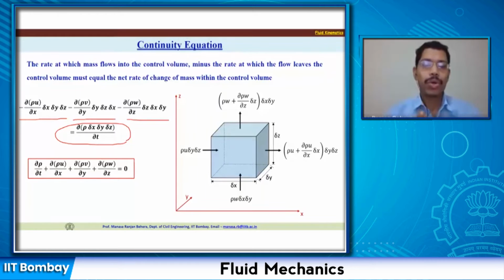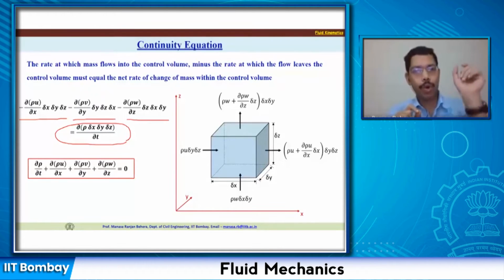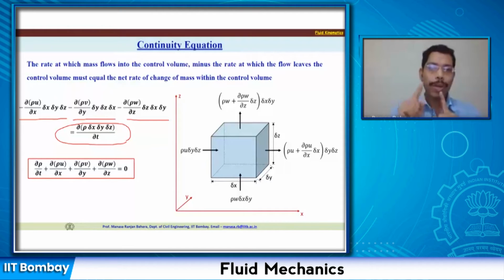Alright. So now we have seen how to derive the continuity equation. And what is the continuity equation? The continuity equation is a function of time as well as space. You can observe that first you have dou rho by dou t, that is the rate of change in time, then dou rho u by dou x plus dou rho v by dou y plus dou rho w by dou z. These are the rates of change in the spatial directions. Alright. So this is the complete continuity equation.